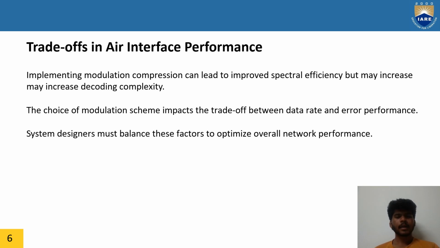Trade-offs in air interface performance. Implementing modulation compression can lead to improved spectral efficiency but may increase decoding complexity. The choice of modulation scheme impacts the trade-off between data rate and error performance. System designers must balance these factors to optimize overall network performance.